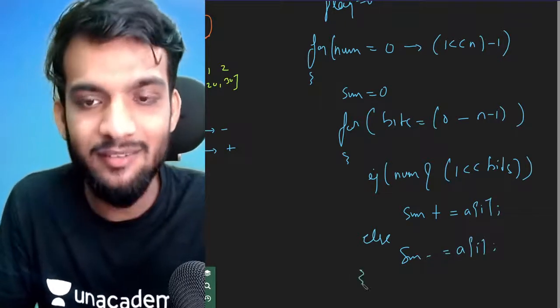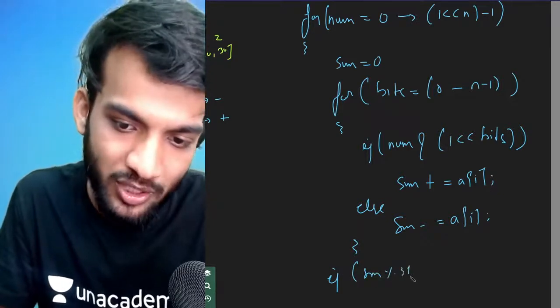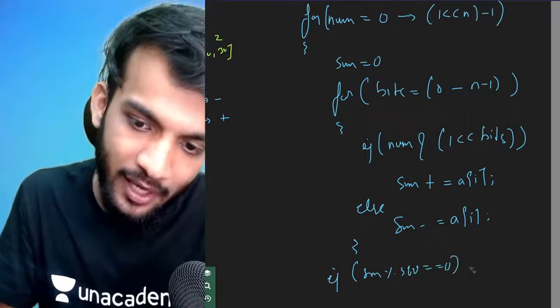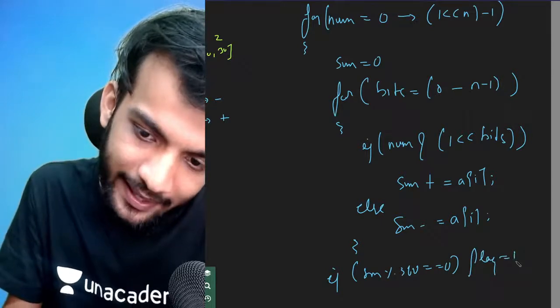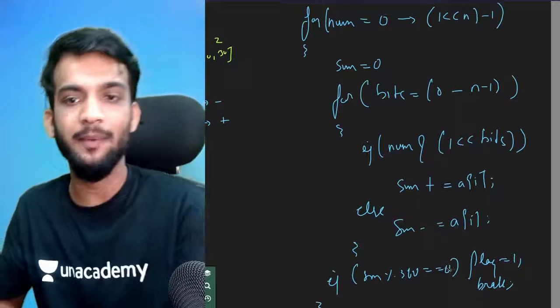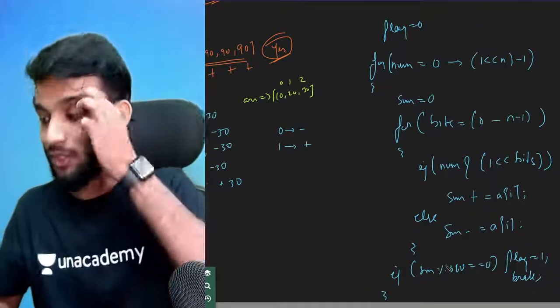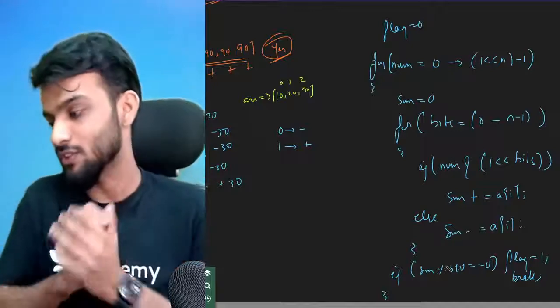And at the end, can I say if sum modulo 360 equal to 0, I can set a flag equal to 1 and break out? The moment I get flag equal to 1, I'll break out. Go through this code and tell me if this is clear.